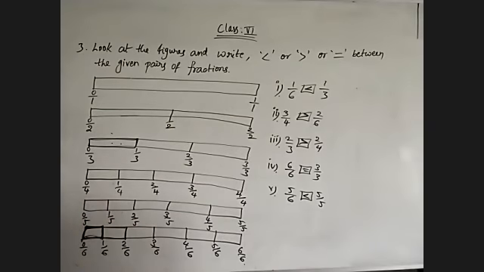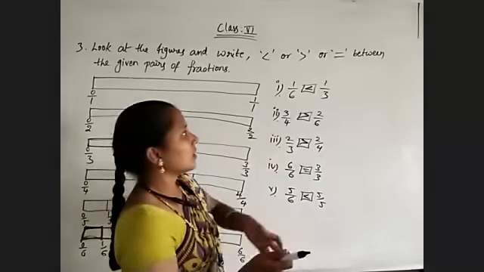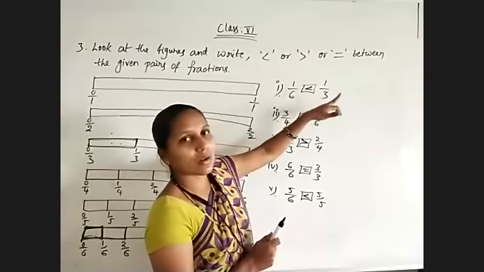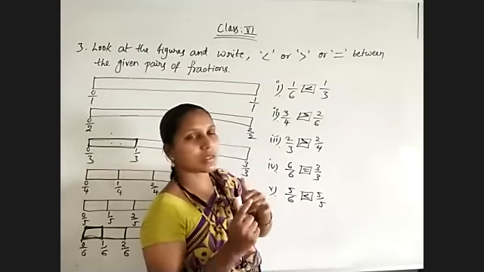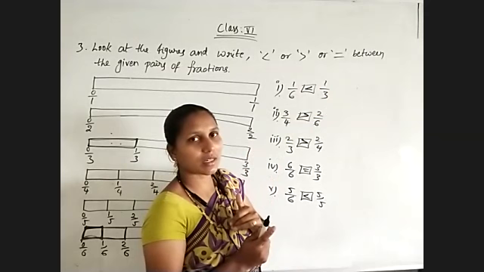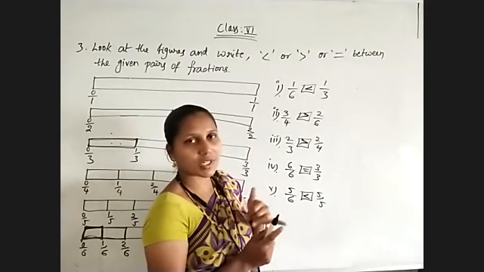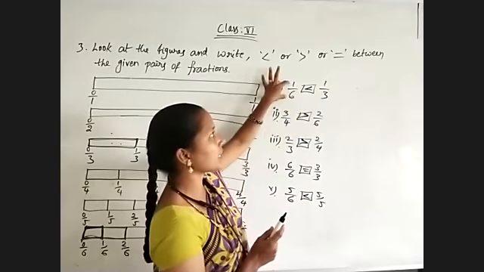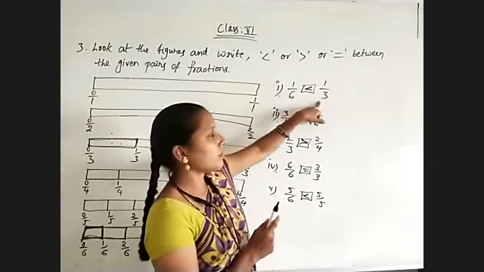Okay. We will see by calculations. See, even these two are unlike fractions. Numerators are equal. So if numerators are equal, the smaller denominator fraction will be greater, and the greater denominator fraction will be smaller. Here 6 is greater. So 1 by 6 is lesser than 1 by 3.